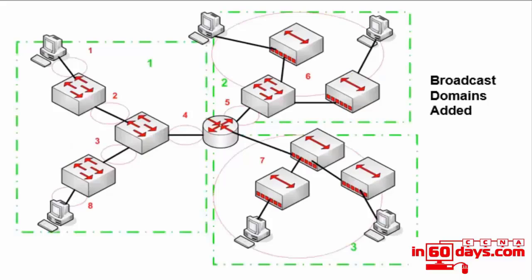Now I've highlighted the broadcast domains in green and put the numbers in green as well, 1, 2 and 3. Only a router, and in particular an interface on a router, will break up broadcast domains. So very important point, you must understand this and get this right for the exam as well.